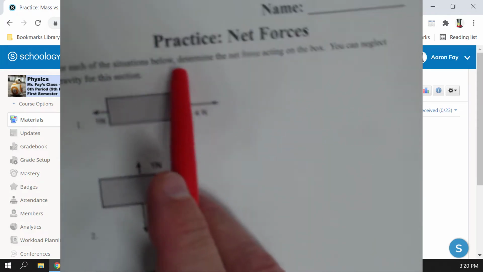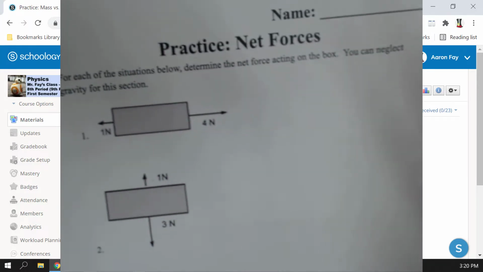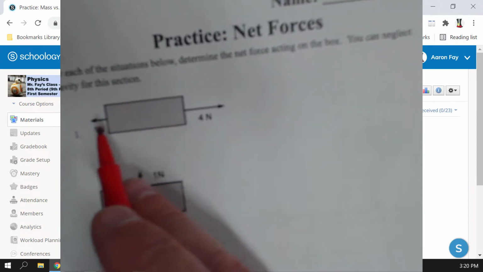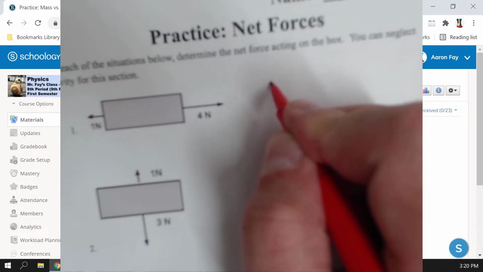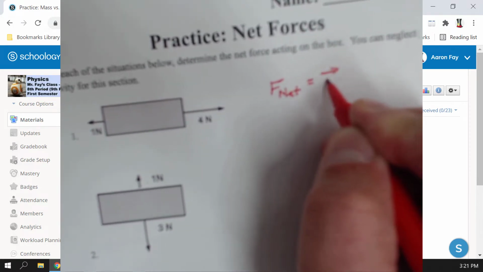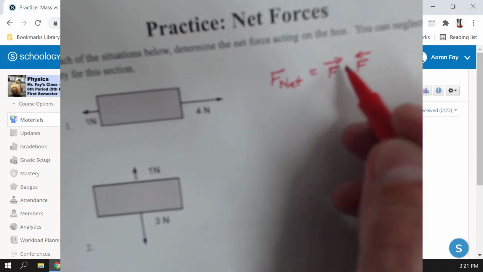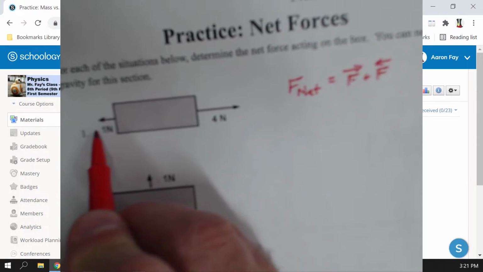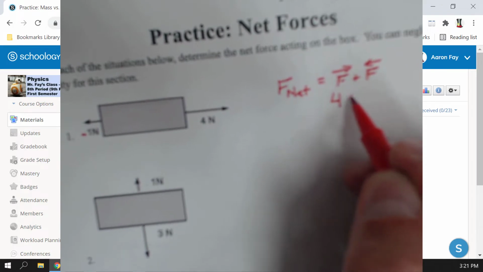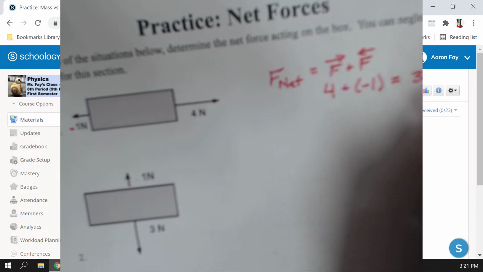In each situation below, determine the net force acting on the box. You can neglect gravity for this section. So for example, in this free body diagram, I see 1 Newton going to the left and 4 Newtons going to the right. So if I wanted the net force, I would say all the forces going that way plus all the forces going that way. If I say that way is, let's say, negative, I could go 4 Newtons in this direction plus negative 1 Newton in this direction, and that gives me a grand total of 3 Newtons.